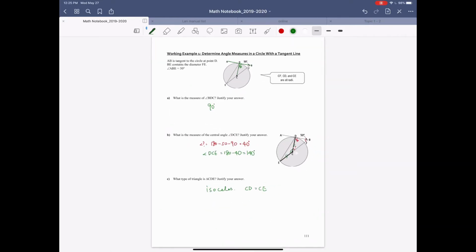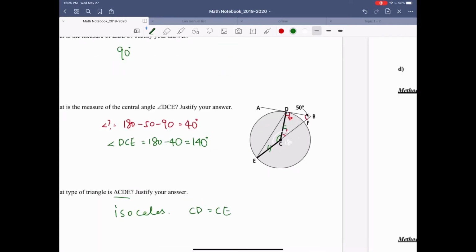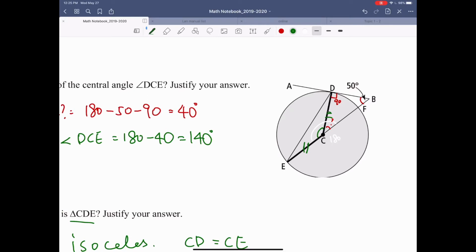Okay. All right, and what type of triangle is CDE? I wrote it here already. It's an isosceles triangle because CE and CD are both radii.